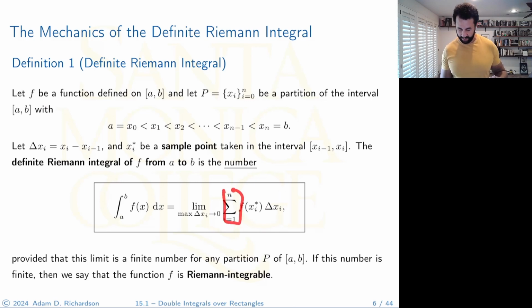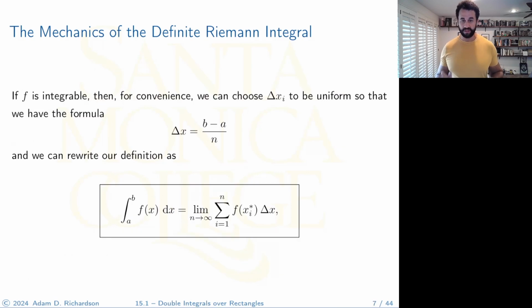And then we're going to add up all of the areas of those rectangles, and then we're going to take the limit as the widest rectangle shrinks to nothing, the width shrinks to nothing. If this limit exists, then that is what we call the definite Riemann integral of f from a to b, and we say that f is Riemann integrable, and that's it. So hopefully that's a bit of a review. This might be a little more familiar.